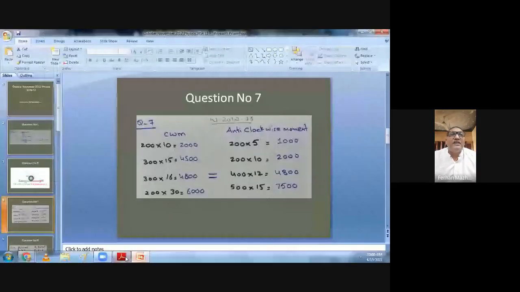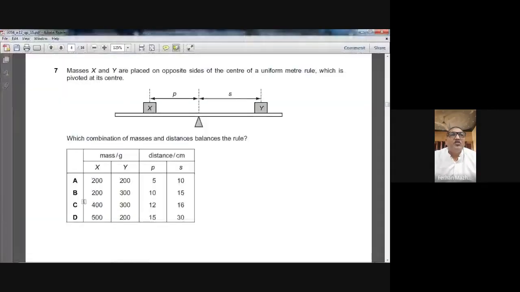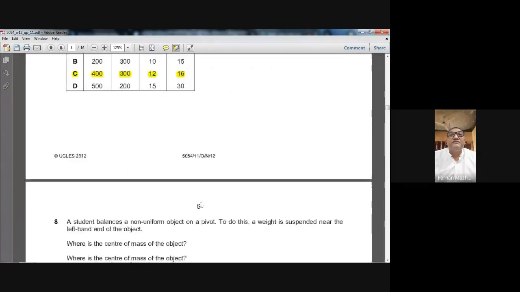It will be balanced only in option C. So which combination of masses and distances balance the rule? That's C. I hope that you have understood. Question number 7, C is the right option.